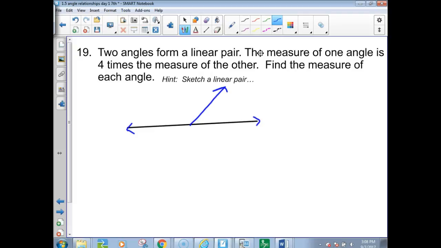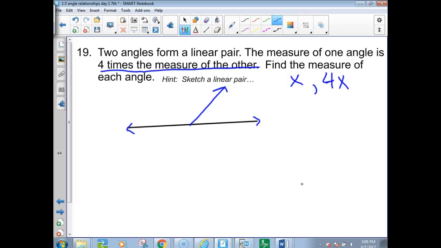Two angles form a linear pair. The measure of one angle is 4 times the measure of the other. Whenever you have a question like this, you didn't get given any numbers. You must pick an x, something to be x. If one is 4 times the other, if one of them is x, then the other would be 4x.